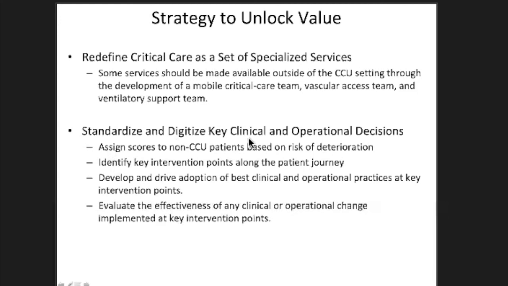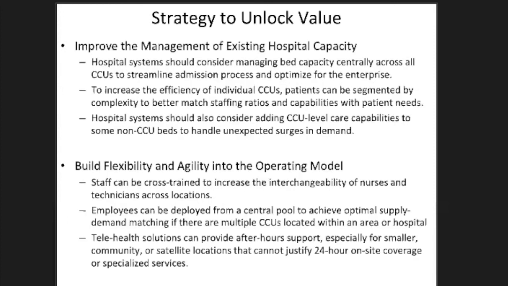The second strategy is to standardize and digitize key clinical and operational decisions. They have highlighted the need for assigning scores for non-CCU patients who are put into the CCU because there was capacity available at that time. Identify key intervention points along the patient journey, etc. Third broad category is improve the management of existing hospital capacity. And finally, to build flexibility and agility into the operating model. So the basic strategies that they've highlighted can make the existing capacity work well rather than adding additional CCUs. That's the key idea which they've mentioned.